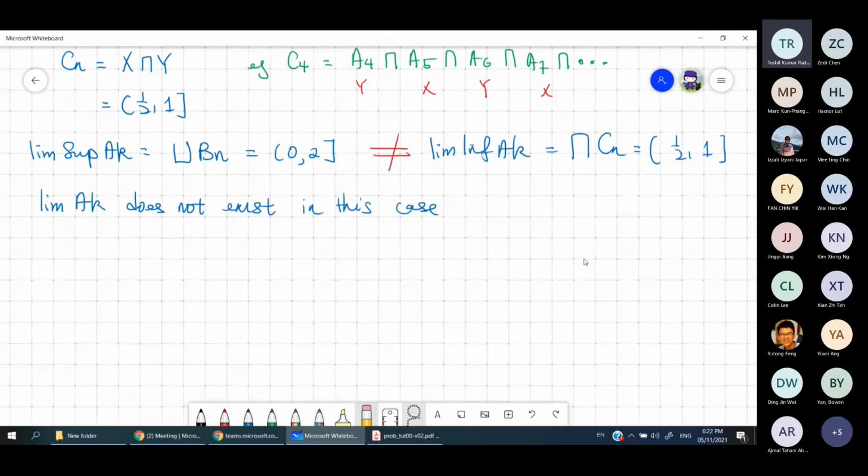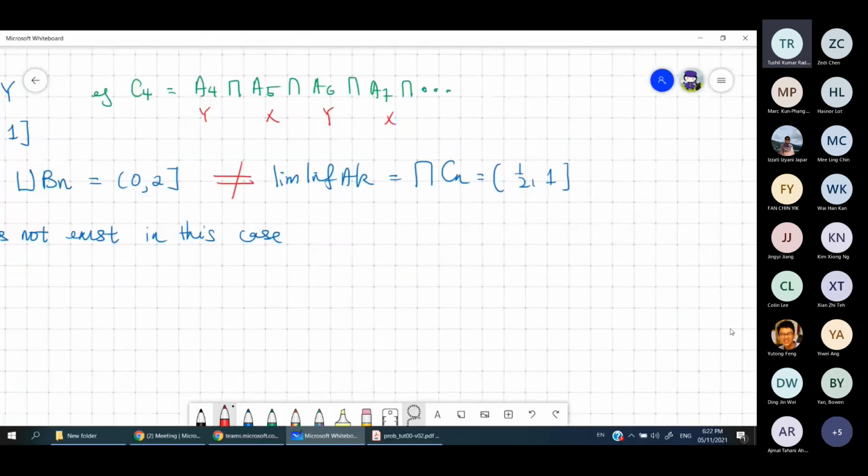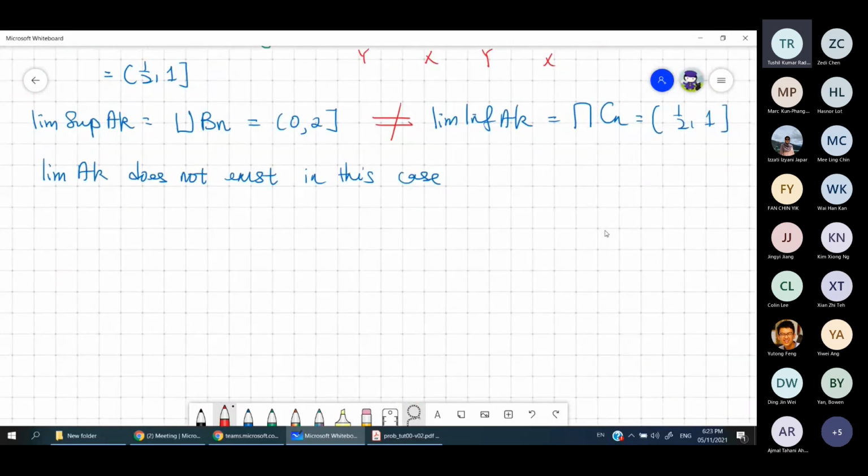Maybe you might need to look at it slowly. I think this is quite easy. You can see by looking at the picture. What are our X and Y? Zero to one up to two. So I think it's clear. The X and Y will be 0 to 1, excluding zero and including one, and the other one is half to two. When you take the intersection, it must always be here. The union will be all of them, right? You may verify it yourself easily.